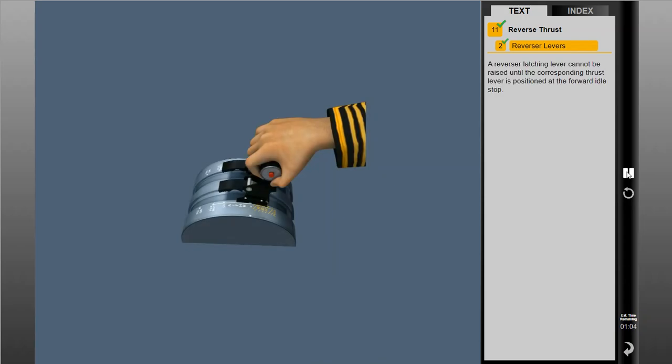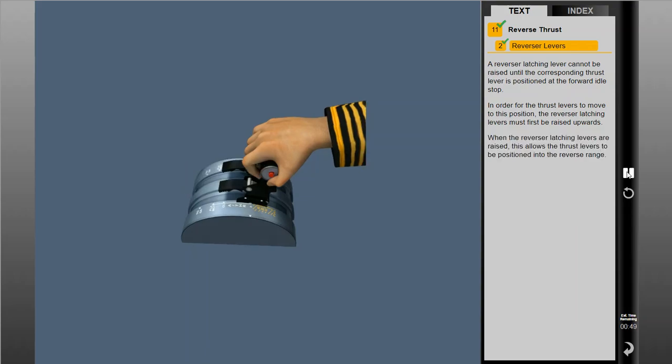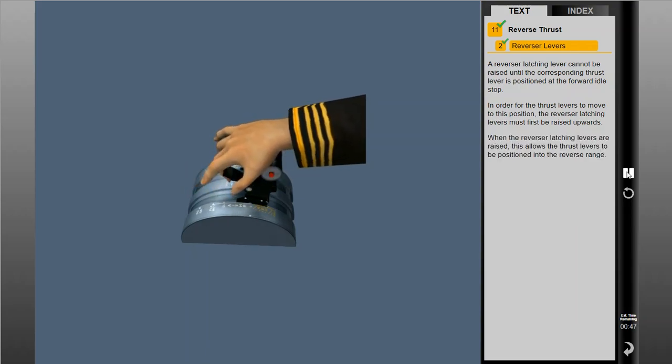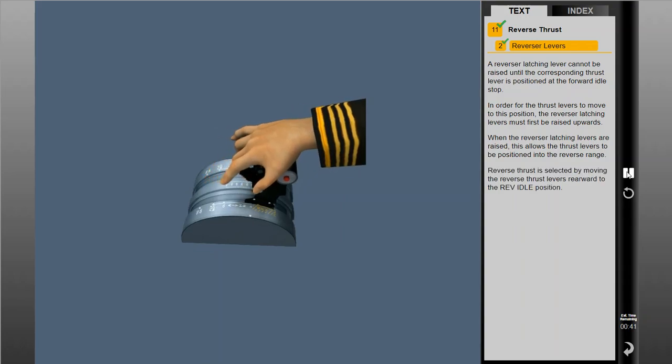A reverser latching lever cannot be raised until the corresponding thrust lever is positioned at the forward idle stop. In order for the thrust levers to move to this position, the reverser latching levers must first be raised upwards. When the reverser latching levers are raised, this allows the thrust levers to be positioned into the reverse range. Reverse thrust is selected by moving the reverse latching levers rearward to reverse idle position.